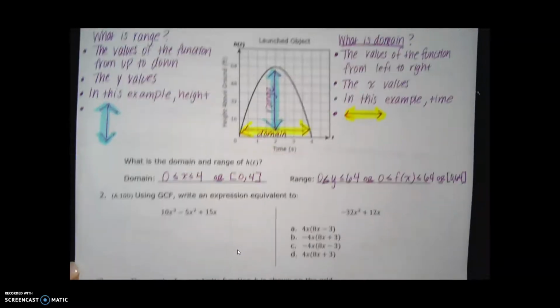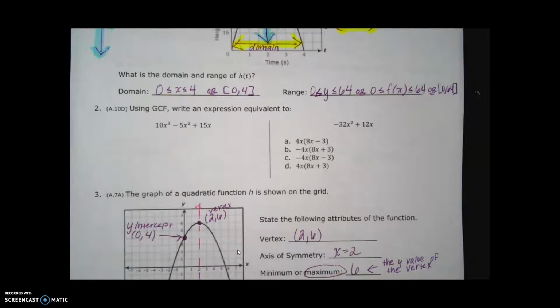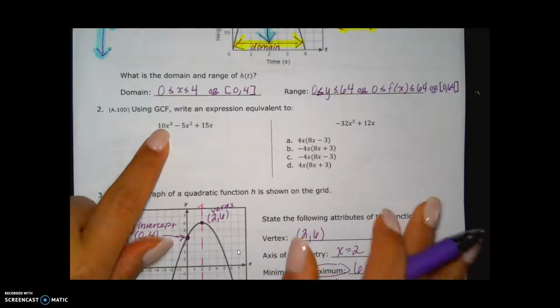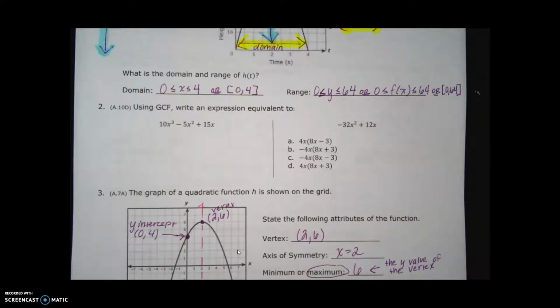So I wanted to talk again about question number 2. We went over it yesterday, and there was a little confusion on this first one here, so I wanted to rewrite it again. I'm going to grab another sheet of paper so that I can extend what I was saying yesterday.